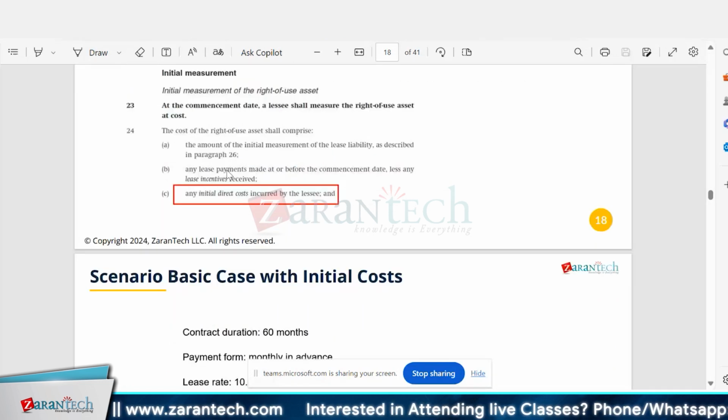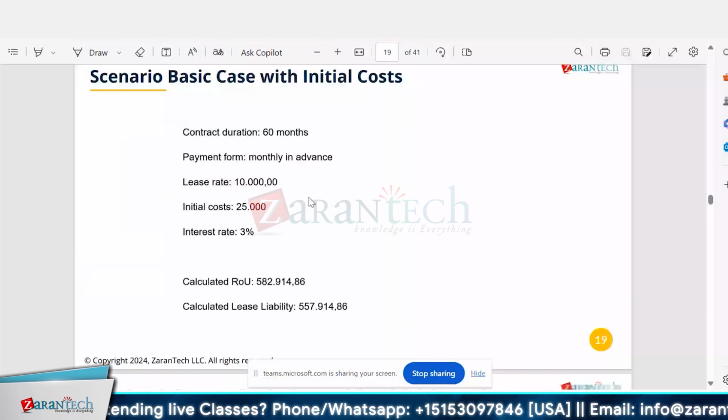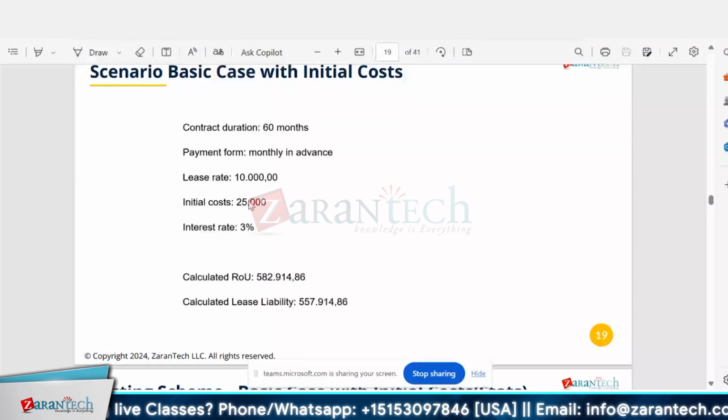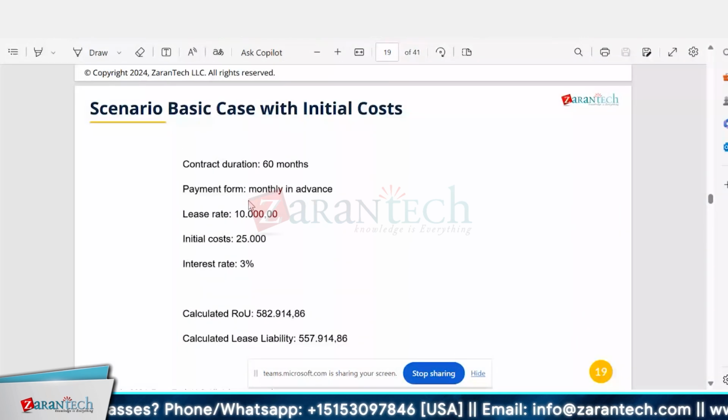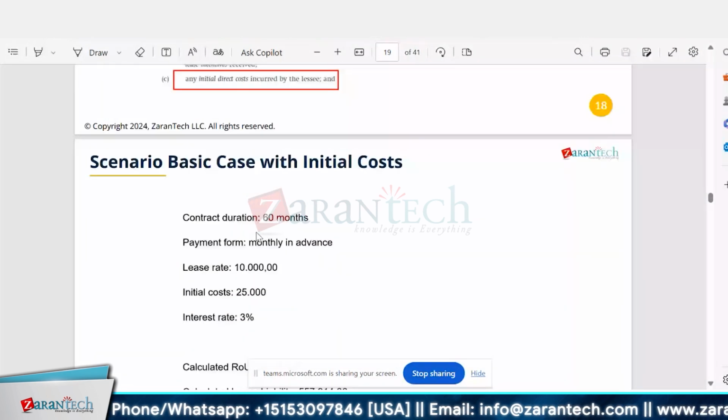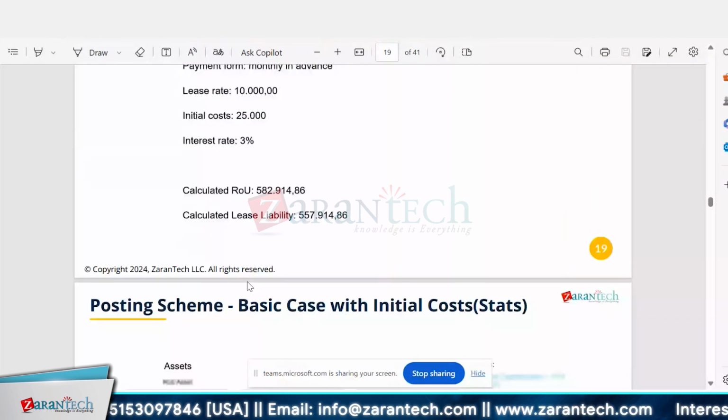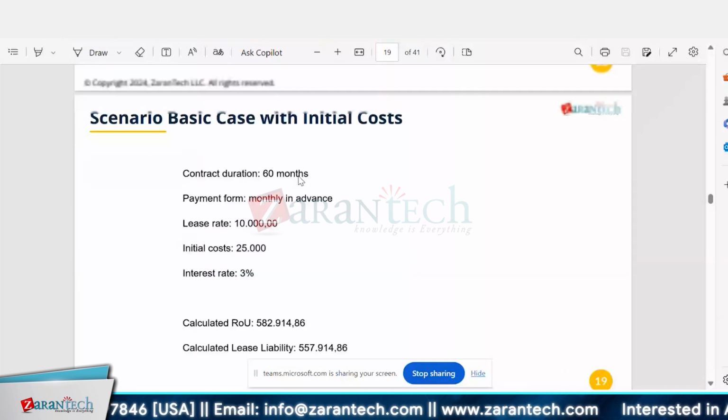Any lease payment made at or before the commencement date, less any lease incentive received. Any initial direct cost incurred by the lessee. So tell me something. Now over here, an initial cost was incurred, okay, of 25,000. So shall it be included in your capitalization and liability? It should be. So as per the IFRS 16 standard, it should be considered under your lease liability and ROU.